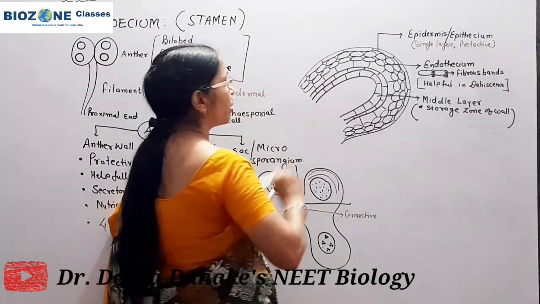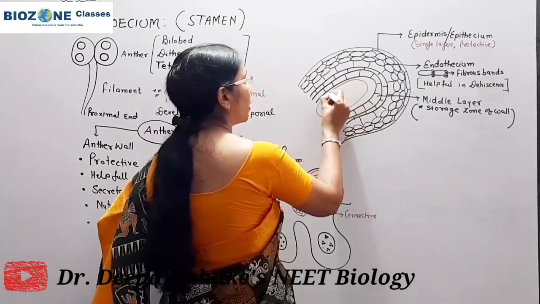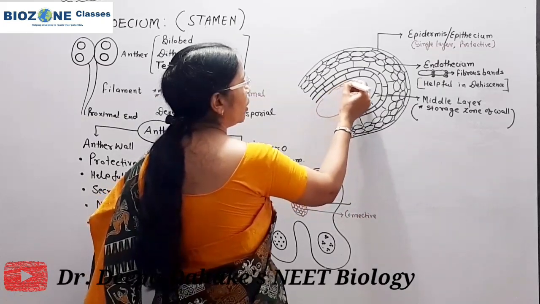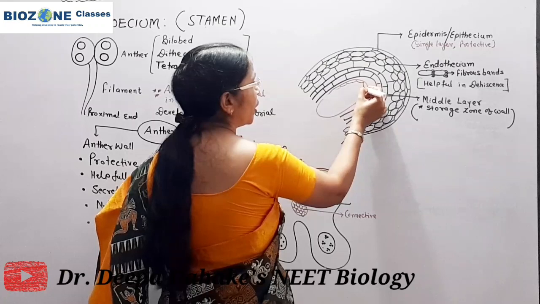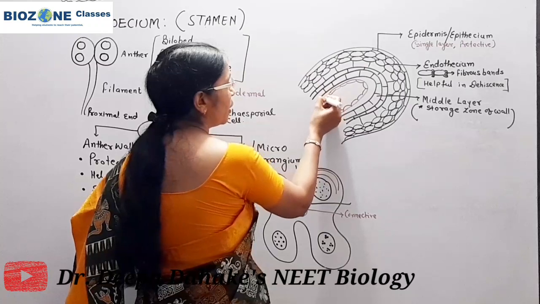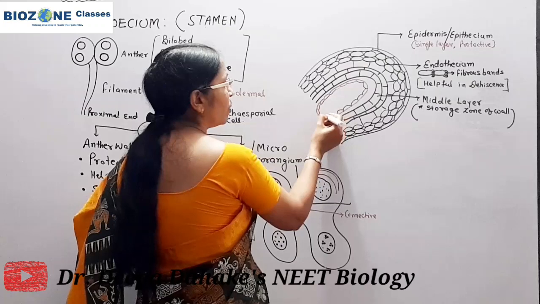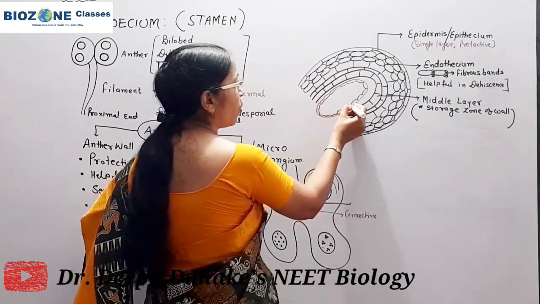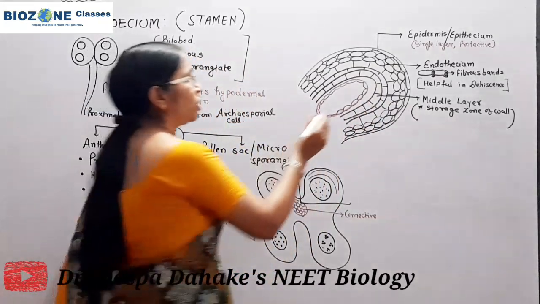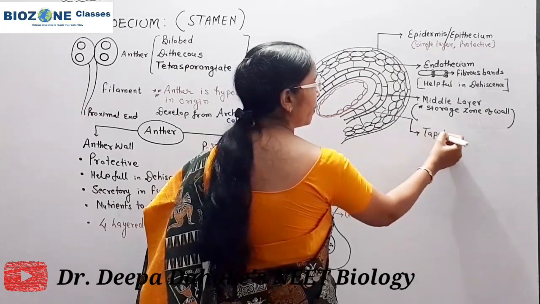And now the innermost layer is there, one of the most important layers. The innermost layer of the anther wall is called the tapetum. If you come from outer towards inner, the tapetum is the innermost layer, and it is the layer which makes a boundary or a protective covering around the microsporangium. So this layer is called the tapetum.